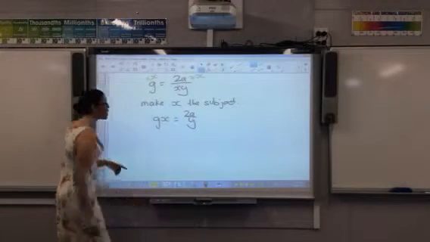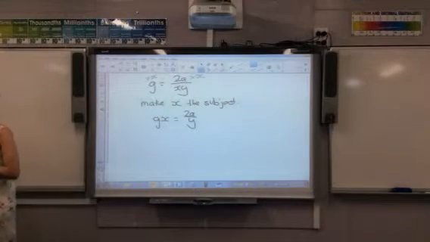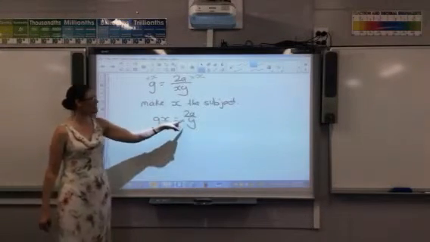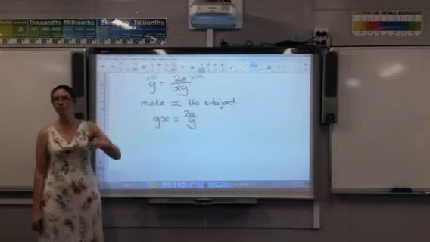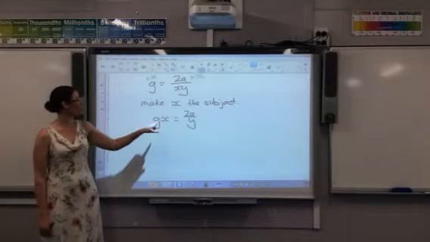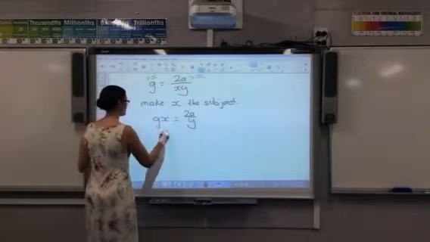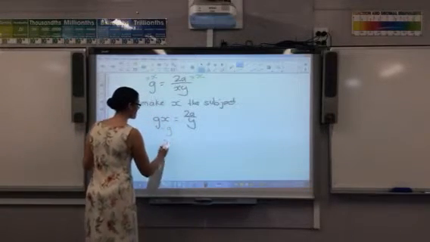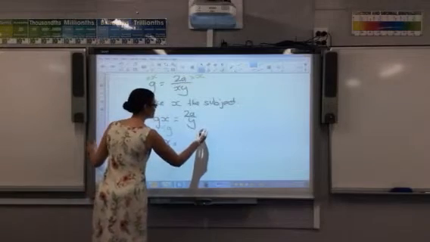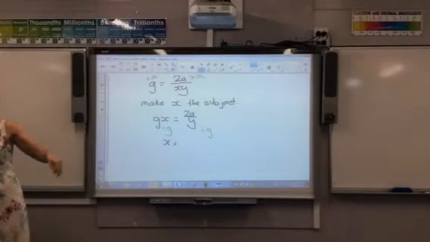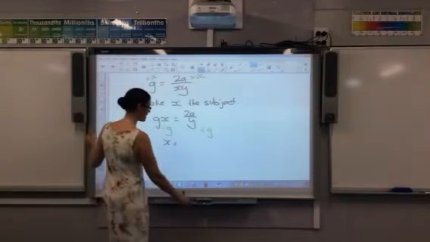X is still not on its own. I have this G. How do I get rid of it? Divide by G. What happens over here when I divide by G? Where does it go? Next to the Y. So over here, dividing by G is cancelling it, and I'll just be left with X. On this side, when I divide by G, it joins the Y, which is also dividing. And so it's going to be 2A on GY.